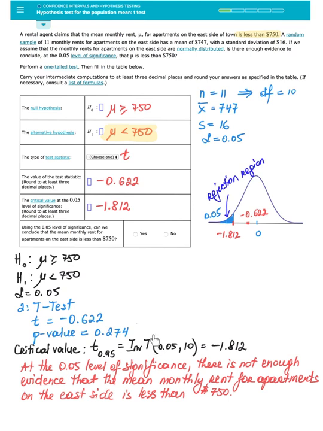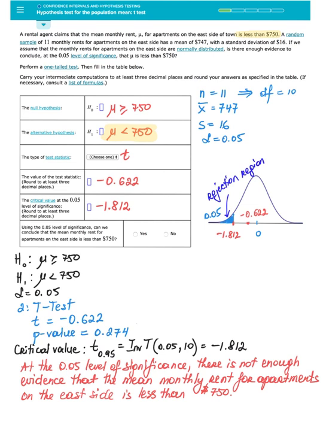Please pay attention, don't use inverse norm by accident here. And inverse t function always asks you for the amount of area to the left of the t value you're trying to find, and there is 5%, and it asks you for the degrees of freedom. When you enter this into a calculator, you will get negative 1.812. What I found is that this location is negative 1.812, and I already know the test statistic of negative 0.622, which is somewhere there, definitely to the right of this critical value. Therefore, negative 0.622 happens to be in the acceptance region, well in the acceptance region. Therefore, we're not going to reject the null hypothesis.